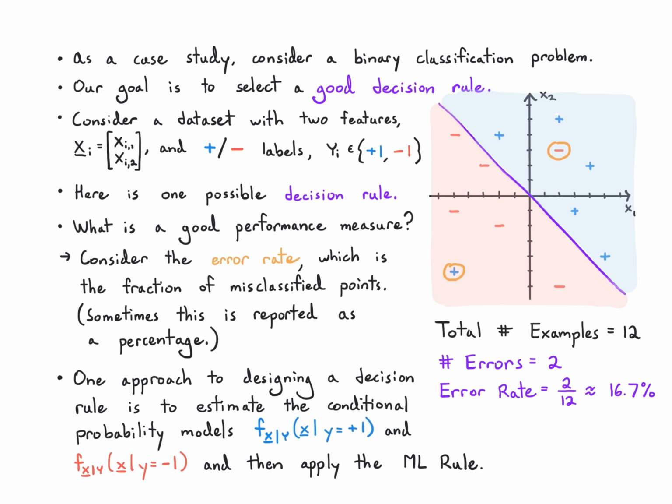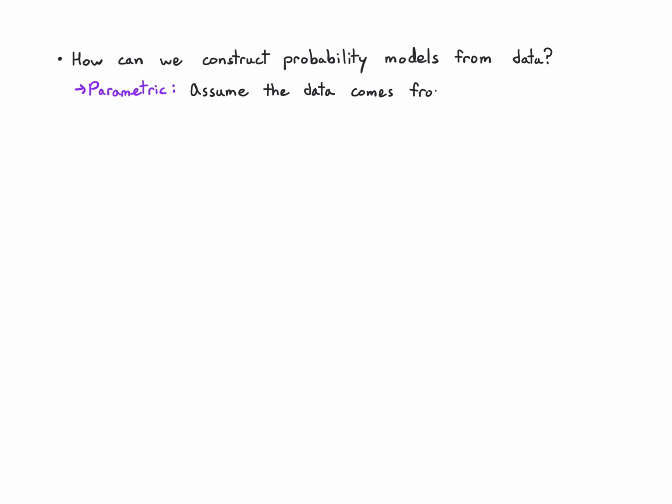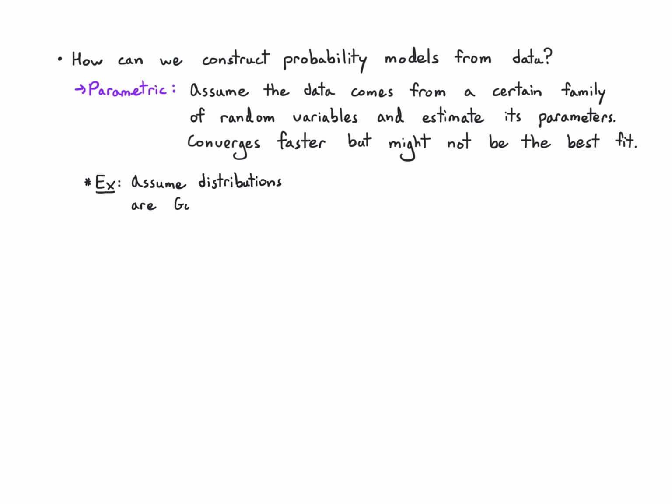And how can we do that? Well, what we want to know is there any way we can come up with a reasonable probability model from data? And there are lots of different ways. So a parametric method would assume that the data comes from a certain family of random variables, like Gaussian. And what you would do is you would just estimate the parameters of that family, like the mean and variance. And this converges pretty quickly. And the problem might be it's not the best fit for your data if it's not Gaussian. So here, let's just say I assume the distributions are Gaussian.